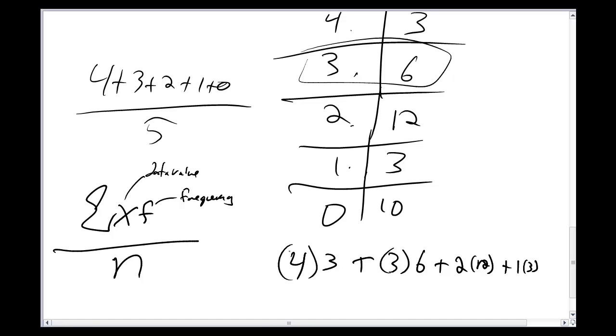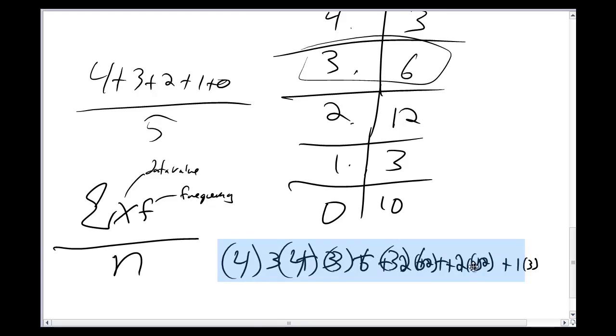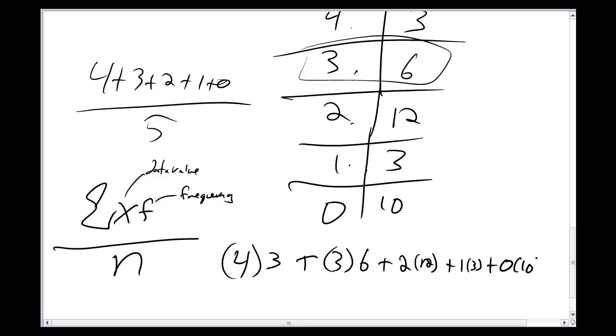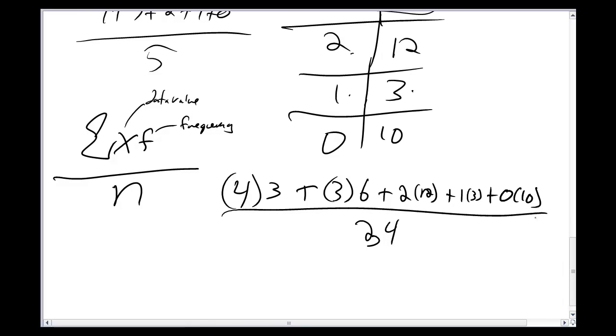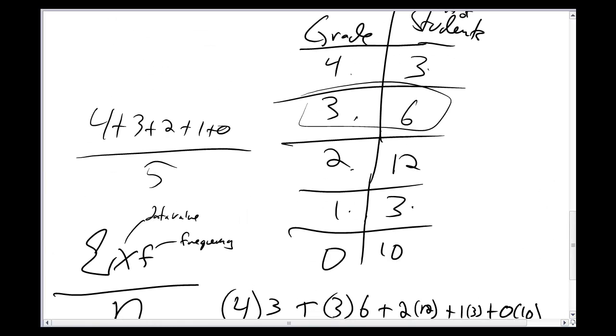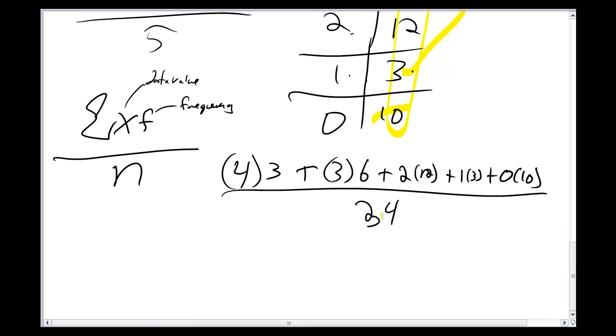And then, of course, at the very end, I'm going to have 0 times 10, not that it matters. And then I would divide this not by 4, but by the total number of people. 3 plus 3 is 6, 6 plus 6 is 12. I'm dividing this by 34 because that's my total number of students. Just add up this column right here. 3 and 3 gives me 6, 6 and 6 gives me 12, 12 is 24, plus 10 more. That gets me that 34 down there. So I would add up this, and this would tell me my frequency average.